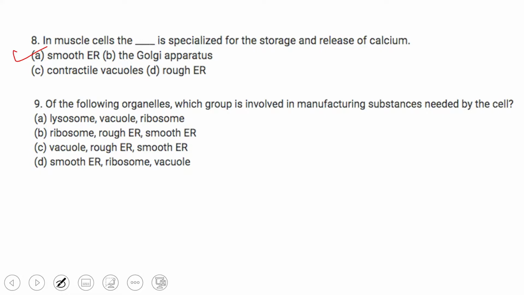What does lysosome do? Lysosome is responsible for autophagy, digestion of certain substances in the cell, right? So lysosome is not responsible for manufacturing substances. So this option is incorrect. What do you think? Are ribosomes involved in the manufacture of something? Yes, proteins are synthesized on the ribosomes.